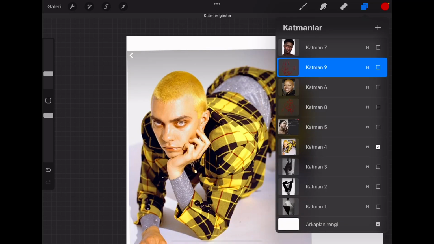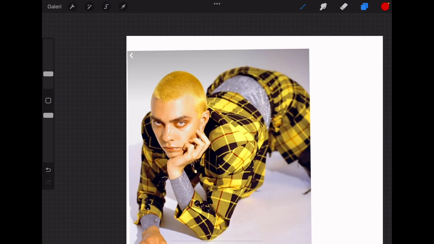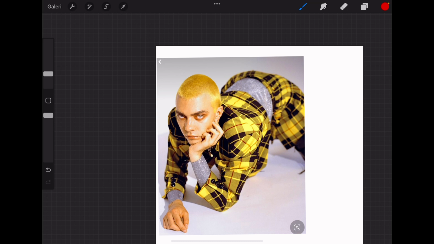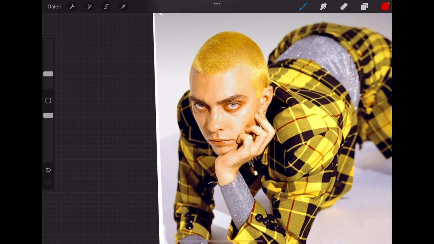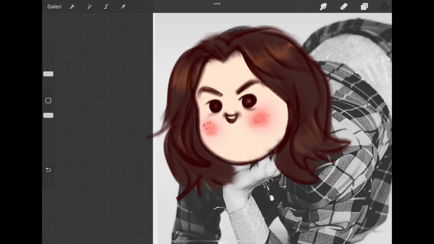Oh, for bodies, it's really hard to find references which show the whole body. They're often nude, and it's really hard to find nudes too, unless it's like pornography. Fun fact, porn is illegal in Turkey.